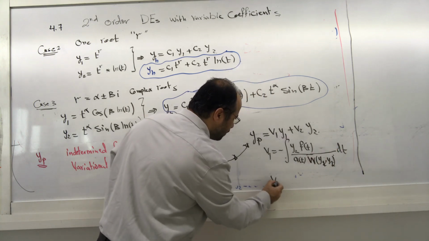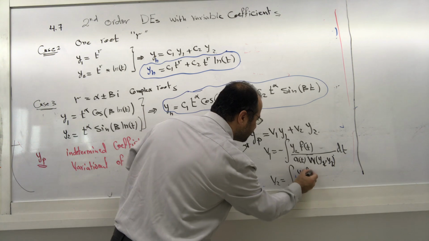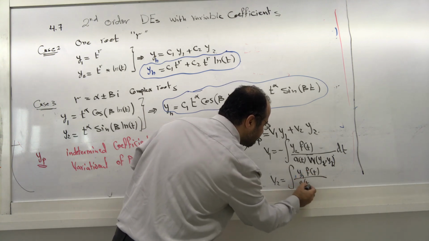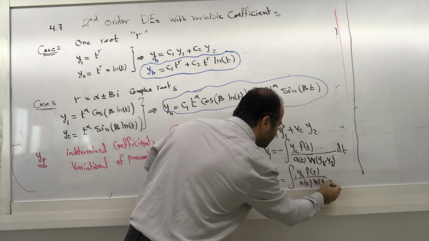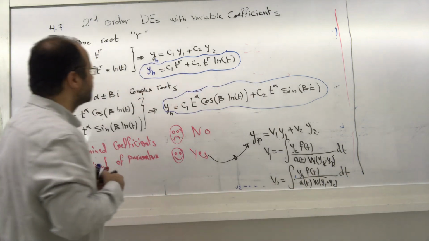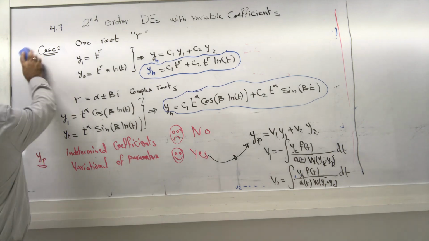And v2, of course, will be with positive sign and y1 f of t, and down is the same, a of t, w of y1, y2, and then we have dt. Good? Now let me solve some questions on this.